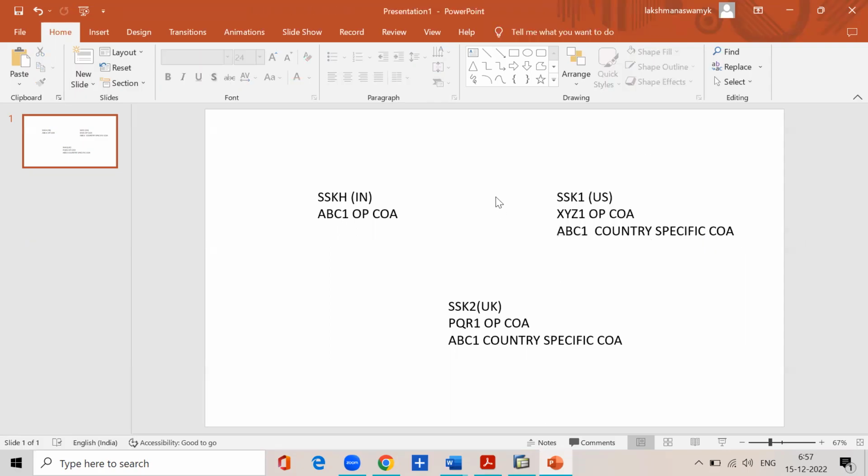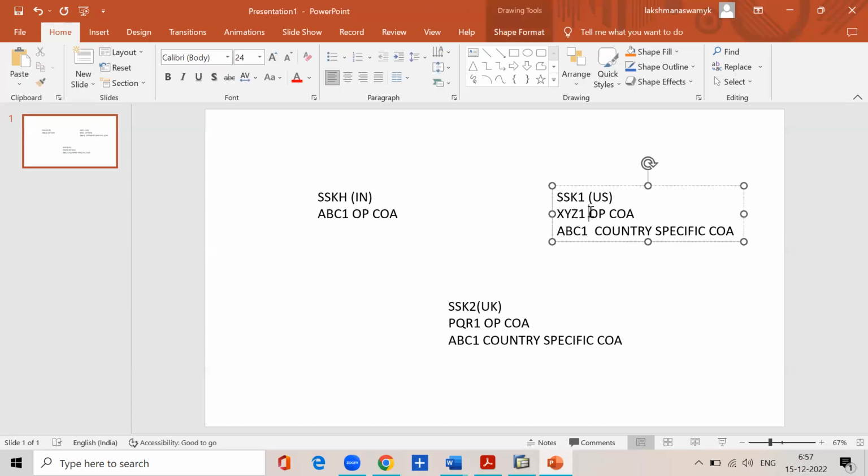Then one more thing is, here the business transactions of SSK1 company code are posted in the GL accounts of XYZ operational chart of accounts only. Then the GL accounts of this ABC1 chart of accounts are automatically updated. For that, we provide the link between the GL accounts of operational chart of accounts and the GL accounts of country specific chart of accounts. So what is that link? I will explain you in the general ledger accounting. So these are the 2 points you may get doubts.